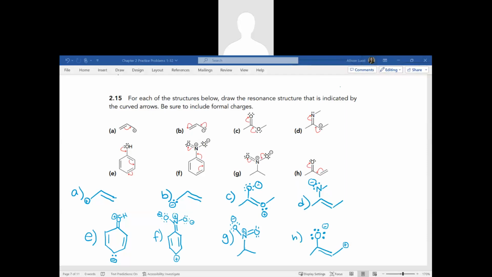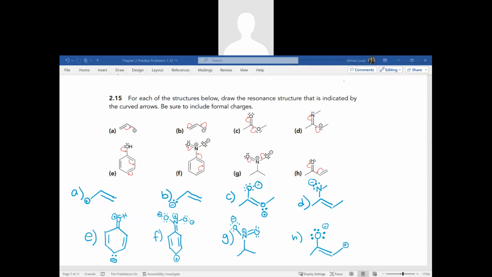Chapter 2, Problem 15, gives us the structures below and then asks us to draw the resonance structures that are indicated by the curved arrows, which are shown in red. We're reminded to include all formal charges. So let's take a look at A here.